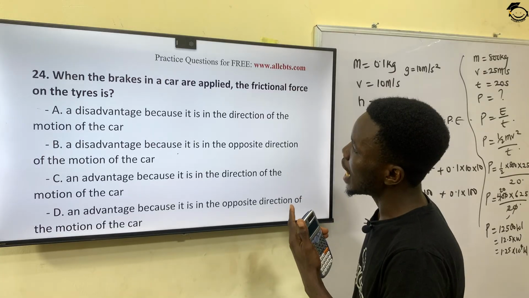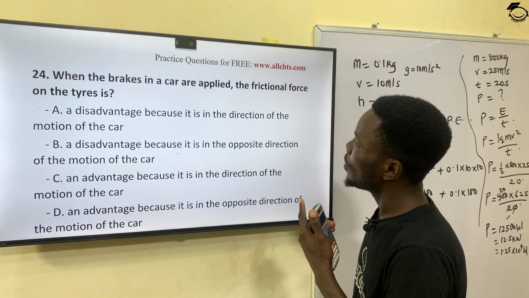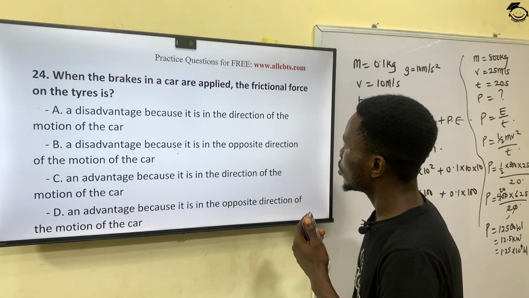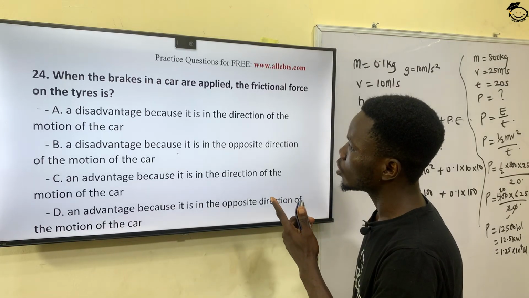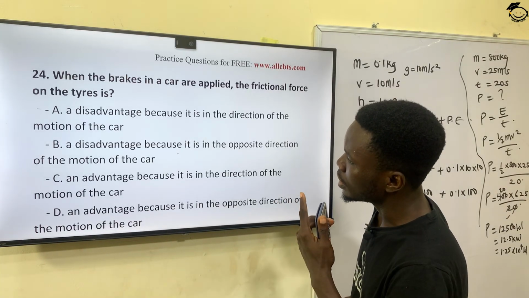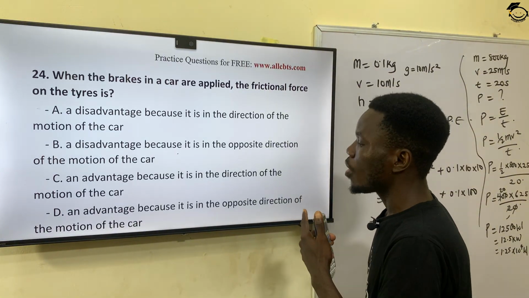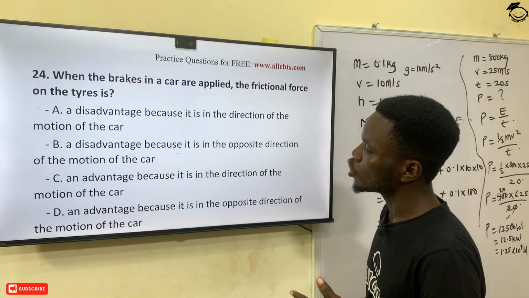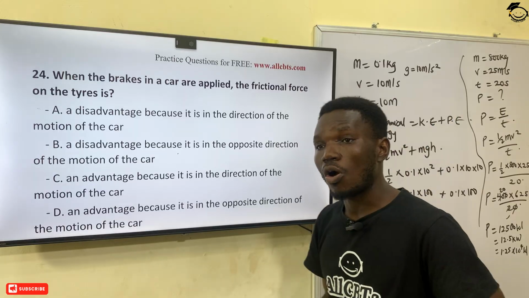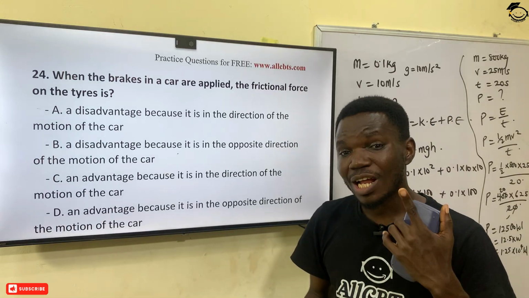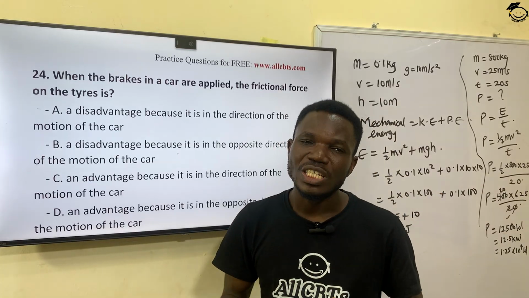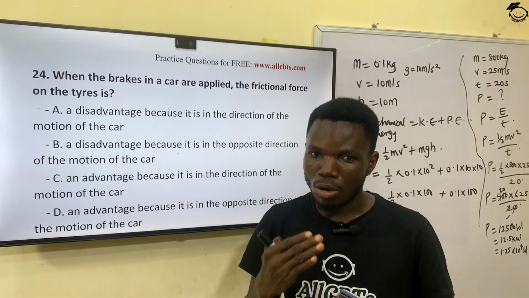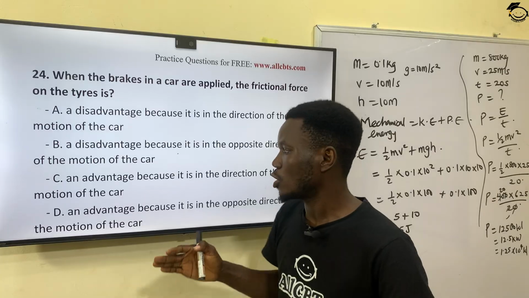So that is also question number 24, which says, when the brakes in a car are applied, the frictional force on the tire is A, a disadvantage because it is in the direction of the motion of the car. B, it is a disadvantage because it is in the opposite direction of the motion of the car. C, it is an advantage because it is in the direction of the motion of the car. And D, it's an advantage because it is in the opposite direction of the motion of the car. So when you apply the brakes on a car, the frictional force is an advantage because it's in the opposite direction to the motion of the car, and it allows the car to come to a halt. So the correct answer to that question is option D.